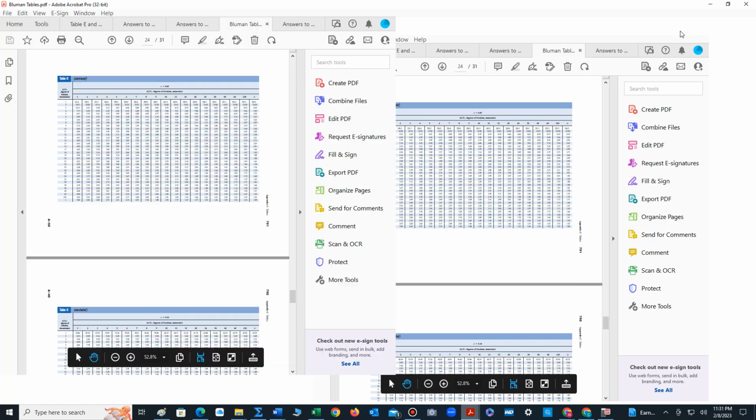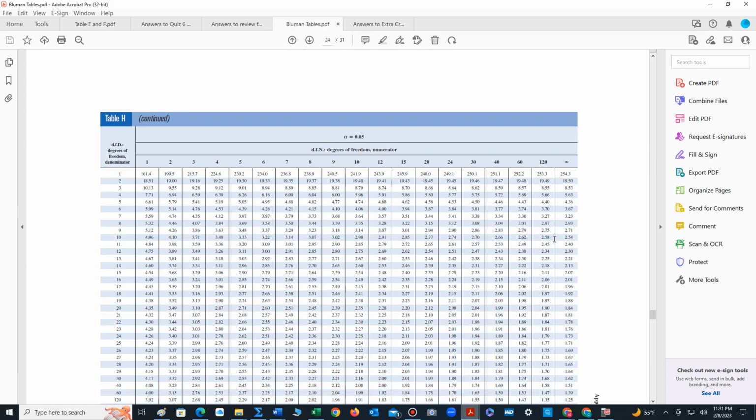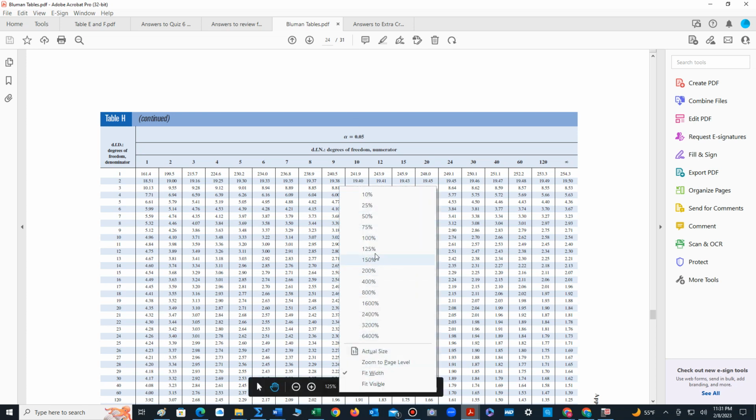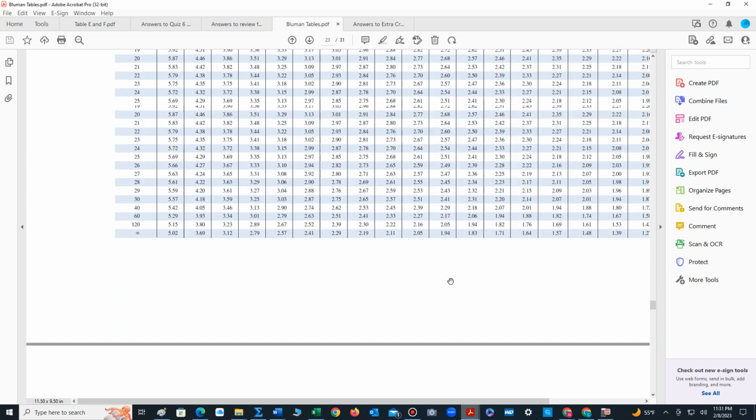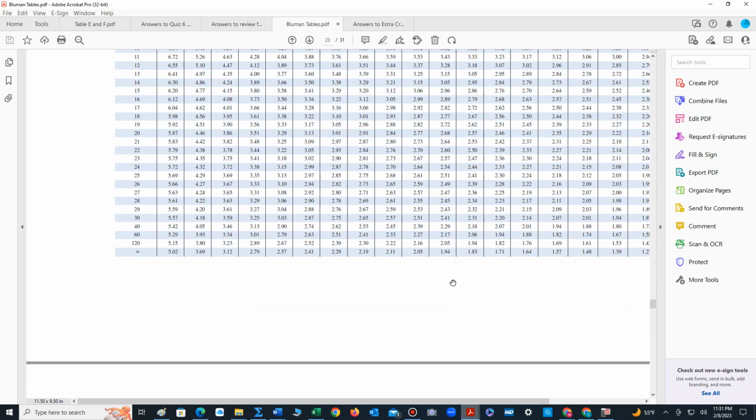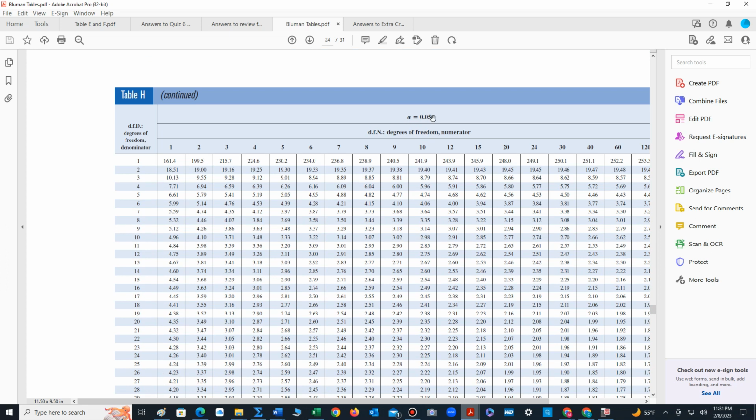In table H, keep in mind that the table is comprised of, let me just increase the table size. The table is comprised of several different alphas. So since this is a right-tail test, alpha's 0.05, the degrees of freedom of the numerator is 7. The degrees of freedom of the denominator is also 7. So at the intersection is the critical value, 3.79.